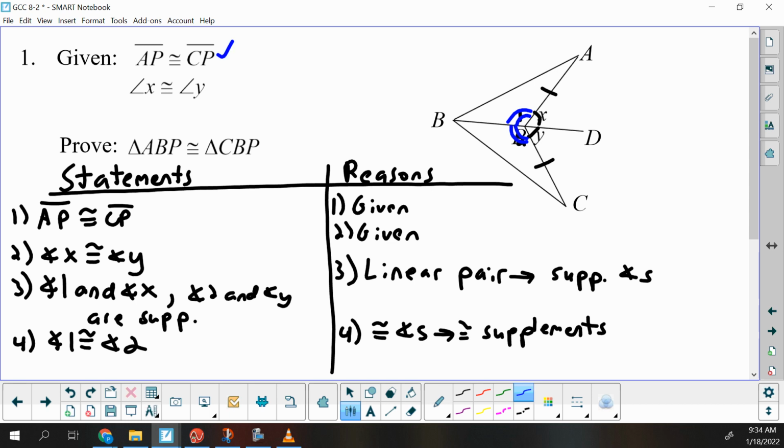Well, we've now used both givens, and we only have two sets of things in our triangles. So we always look out for reflexive and vertical angles. We have reflexive property in this case. And for our statement, we'll just have that BP is congruent to BP.